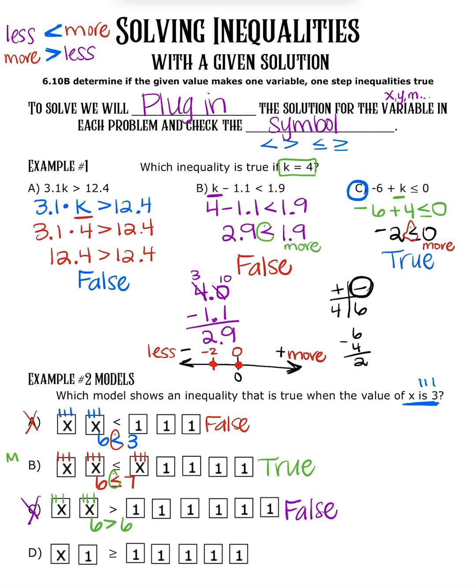And then our very last answer choice, again, I plug in 3 for my x. So this whole side had 4 is greater than or equal to 1, 2, 3, 4, 5. So again, my Pac-Man is eating the 4. Is 4 larger than 5? It is not. So this is a false statement. So the only one that makes sense is going to be answer choice B.